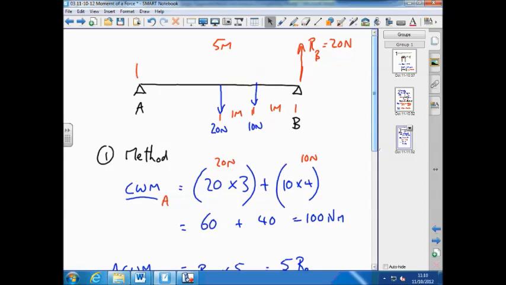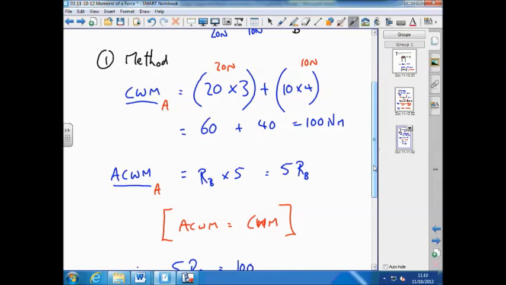exactly the same method. Beware when you do it that you consider clockwise and anti-clockwise moments correctly. This time, if I consider it pivoted at B, then this 10 Newton force is going to try and turn it round anti-clockwise, isn't it? So what I want you to do is a similar method, add up all the clockwise moments and the anti-clockwise moments, and then try and calculate for me the reaction at A.